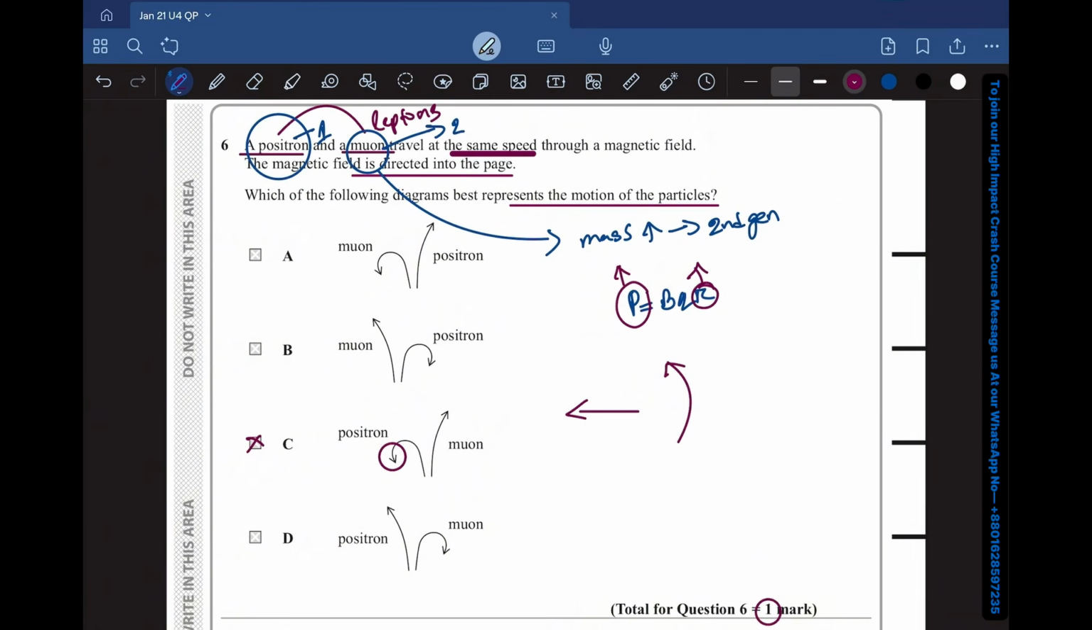So we can say our correct answer is C, because here the positron is curving in the left hand direction, and the positron has a smaller radius of curvature than the muon, which includes all the things that are required. So our correct answer is C, and this question was a bit tricky, so make sure you are understanding each and everything and applying them. Try to remember them as well.